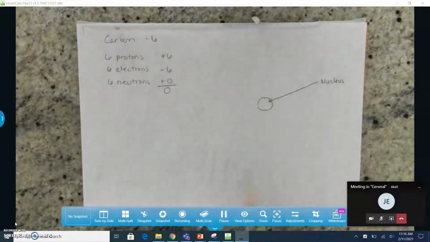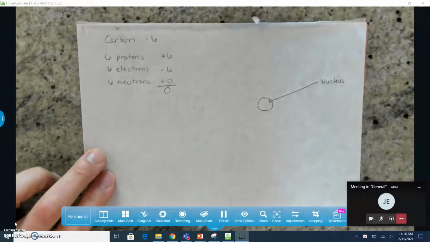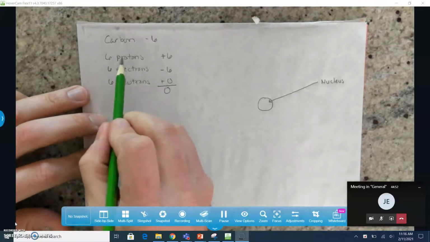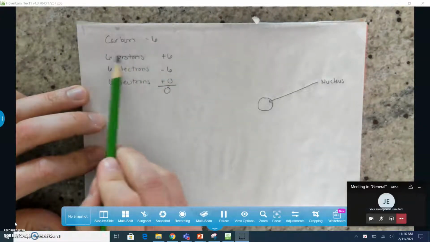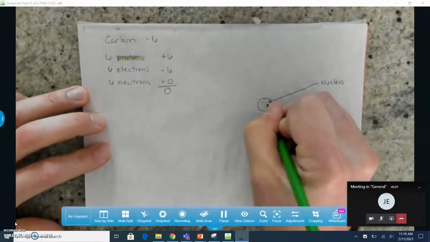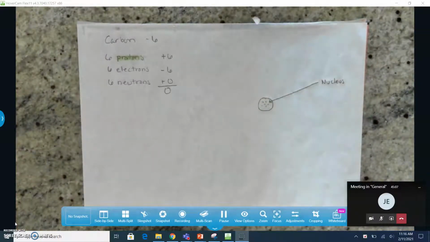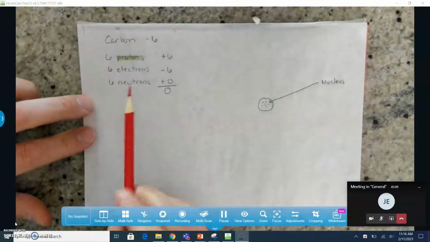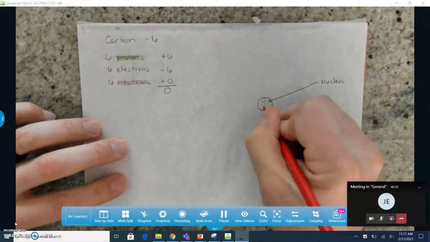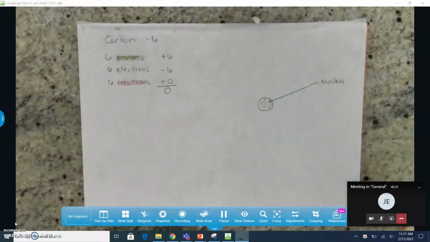Now, what goes inside the nucleus? Well, we have our protons and we have our neutrons. So I'm going to draw just 6 dots of each to illustrate that. I'm going to use colored pencils. I'll use my green to represent the protons. I'll just quickly make 6 dots. It doesn't have to be spectacular, it's just a model. And I will use red for the neutrons. And again, 1, 2, 3, 4, 5, 6.